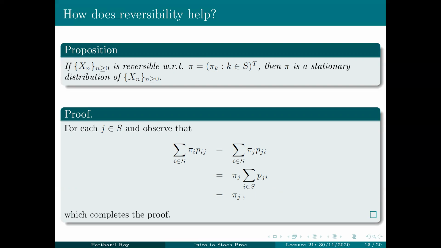It's a 2-3-line proof. But the point is, once you check reversibility, you actually check that pi is a stationary distribution for the chain. In addition, if the chain happens to be irreducible and positive recurrent, that will automatically tell you this is the unique stationary distribution.